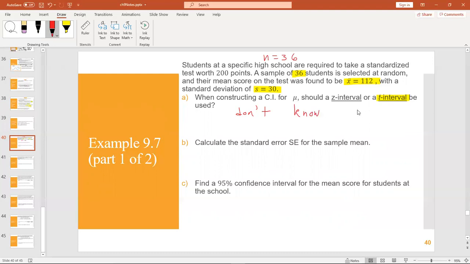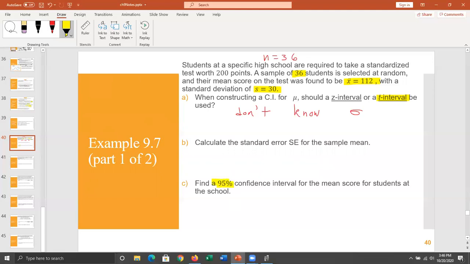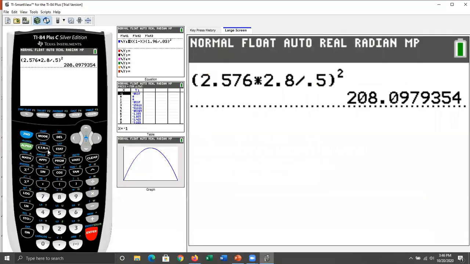We know the standard deviation for the sample, which is S. We do not know the standard deviation for the population, which is sigma. So next, they want us to calculate the standard error. Actually, we're going to start with the confidence interval first. So let's start with that, shall we?